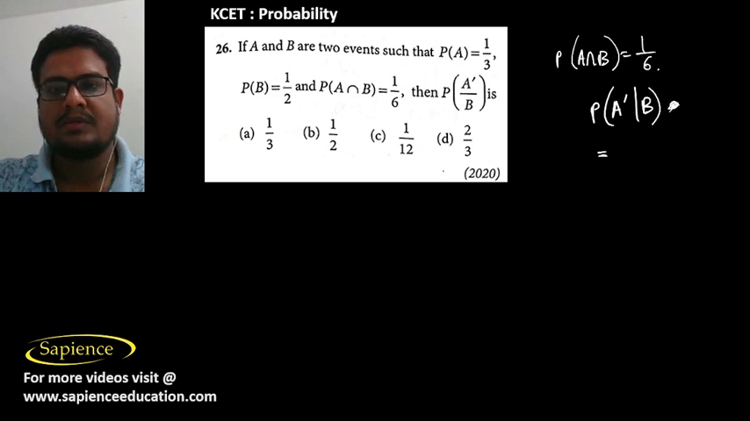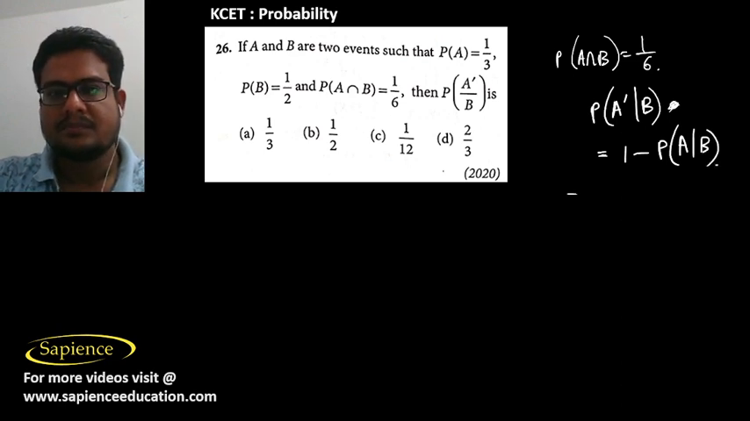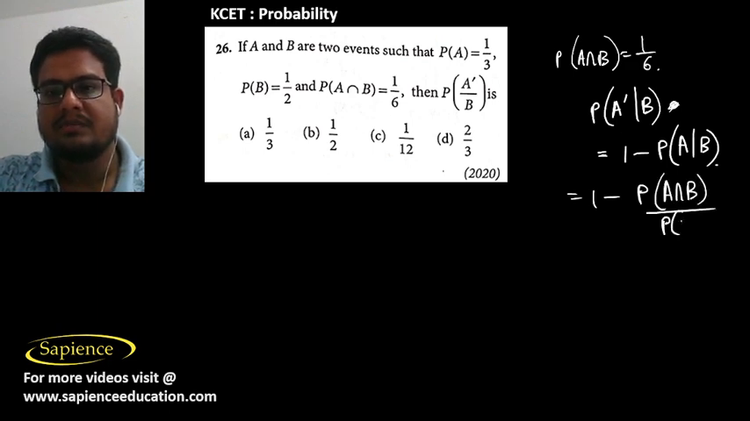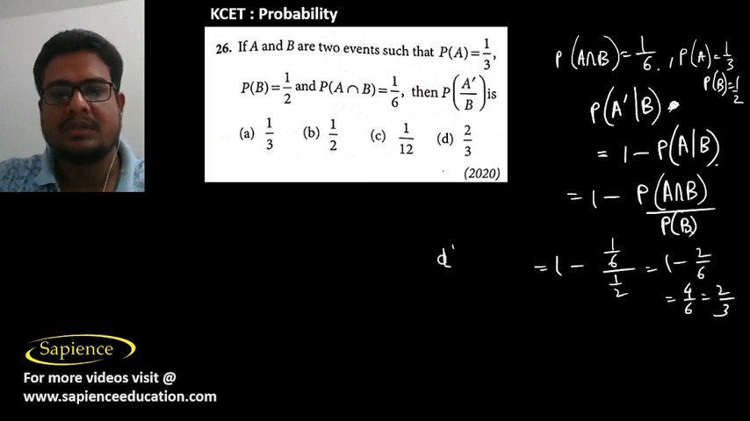So this will be equal to 1 minus P of A given B. So this will be equal to 1 minus P of A intersection B divided by P of B. Here P of A is given as 1 by 3 and P of B is given as 1 by 2. So that will be equal to 1 minus 1 by 6 by 1 by 2. So that will be equal to 1 minus 2 by 6, that is 4 by 6, that is 2 by 3. So option D is the correct answer.